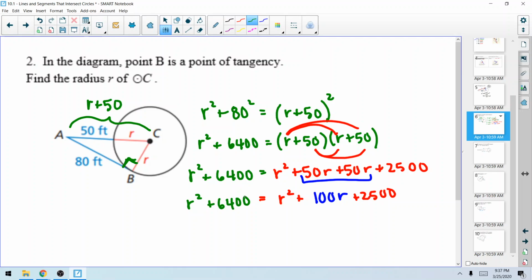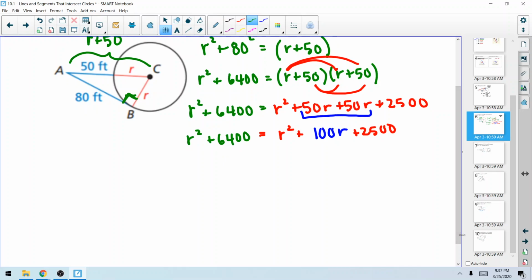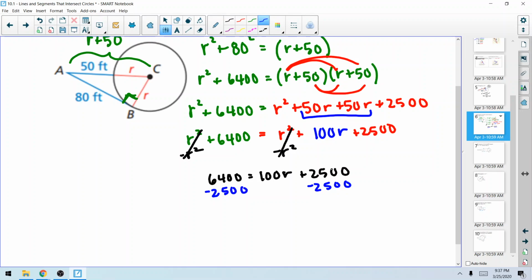At this point in time, I'm going to start moving things, trying to get things all to one side of the equation, and we're going to see what happens. So first thing I'm going to do is subtract r squared. I'm going to subtract r squared. That one cancels, that one cancels. That's very, very nice. So 6,400 equals 100r plus 2,500. Then I'm going to subtract my 2,500. So 6,400 minus 2,500 is 3,900.